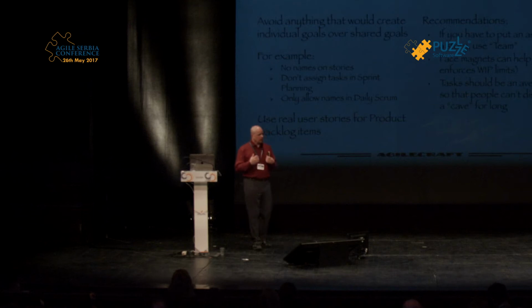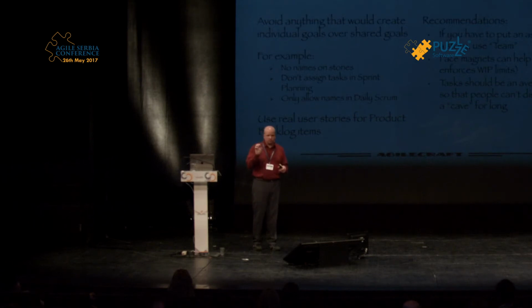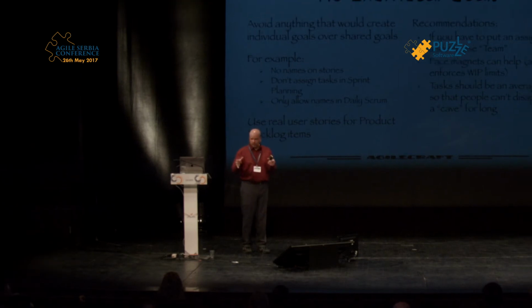Only allow people to pull items for themselves in the daily Scrum meeting. Then it's only a limited amount of time. And even then, if you use something like a face magnet, a magnet with a label, initials or something like that, and you only have one of those, then you prevent that goal setting where people pull items and just work on that list of things. They can only take one item at a time. So it also helps enforce WIP limits.